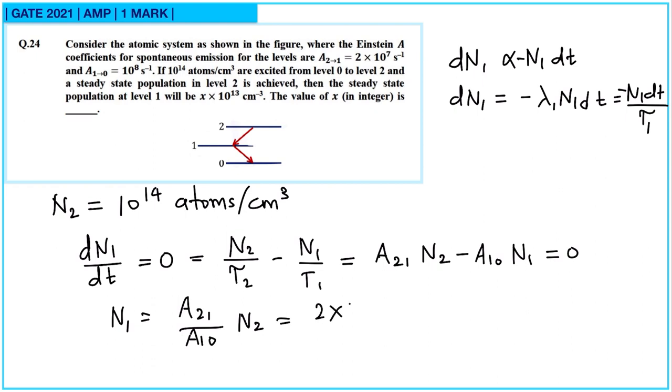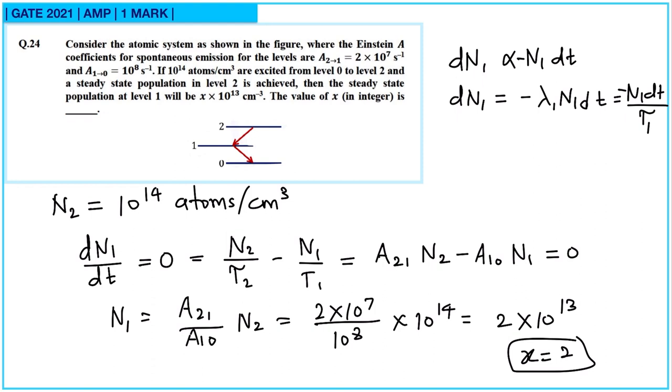So that is 2 into 10 raised to 7 upon 10 raised to 8, into 2 into 10 raised to 14. So this is equal to 2 into 10 raised to 13. Here we have to calculate the value of x. So x is equal to 2. So the answer is 2, and the answer given in the answer key is 2 to 2. Next question.